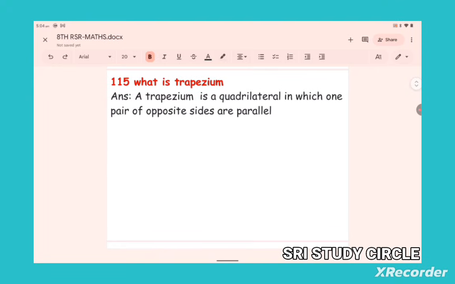What is trapezium? Here we have five types of quadrilateral. In that one type is trapezium. What is the quadrilateral? A closed figure with four sides is called quadrilateral. How many types do we have here? Five types. First one, parallelogram.